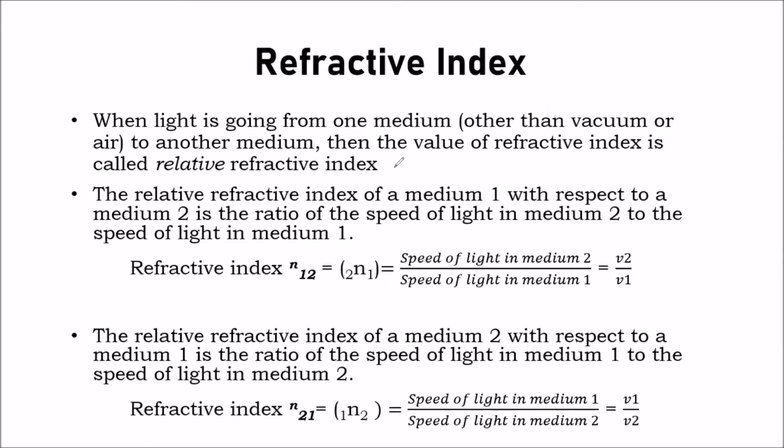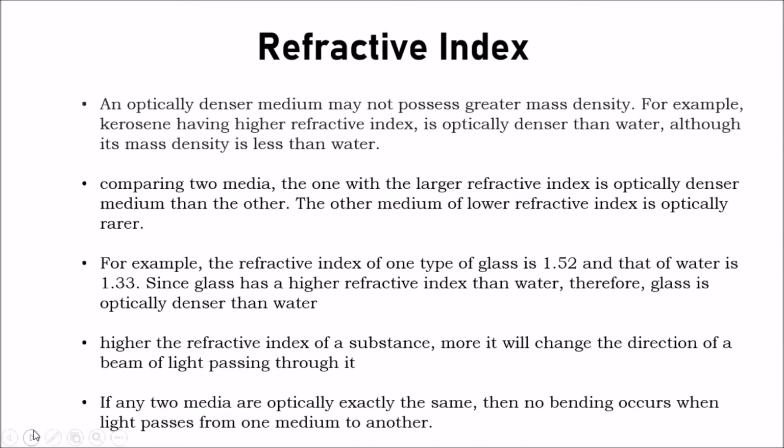Now, certain conclusions to be drawn based on our observation of refractive index. The first one is, the optically denser medium may not possess greater mass density. If you remember the first video of refraction of light, where we discussed rarer medium and denser medium, we understood that when we talk about density, we are not talking about mass upon volume density. We're talking about optical density, which means how much light can bend through that medium. If the medium can bend more light, it is optically denser. If it can bend less light, then it is optically rarer.